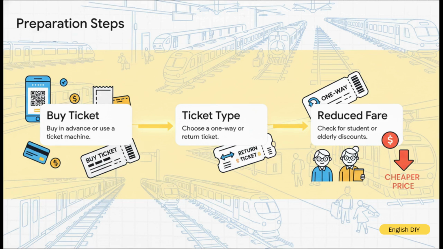Of course, you can also just use a ticket machine. Then you'll need to choose a one-way ticket or a return ticket if you're coming back. Finally, always check if you can get a reduced fare. That just means a cheaper price, which is especially handy if you're a student or an elderly person.